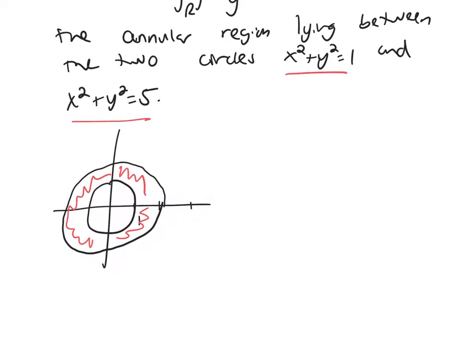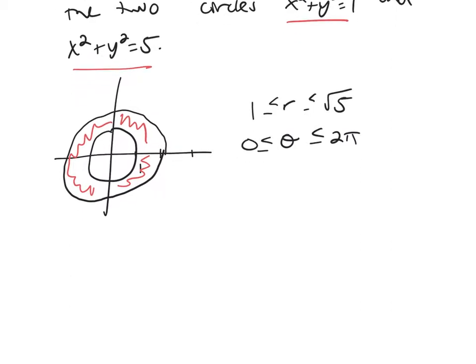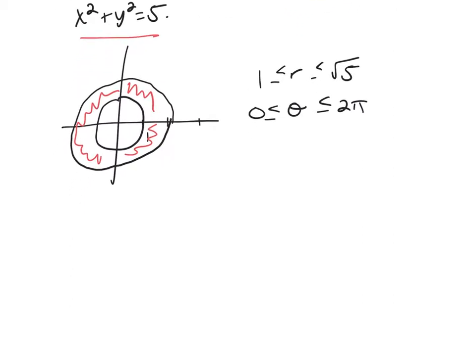So here, because I'm working with circles, polar coordinates makes a lot of sense. So I'm going to describe this region in polar coordinates. r is between 1 and square root of 5, and theta is between 0 and 2 pi. So now I'm going to set up my integral in polar coordinates. So remember, we're looking at the integral over R of y dA.